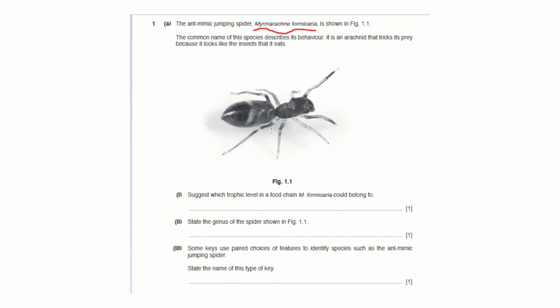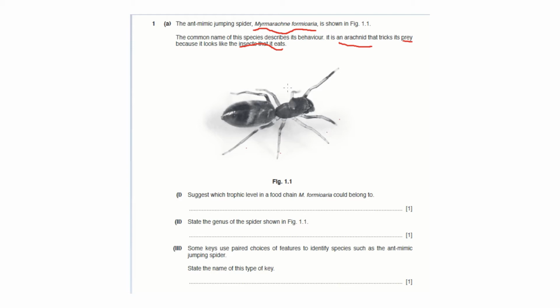So we have a spider here. We can see it has 4 pair of legs, and we are asked which trophic level it belongs to. Here is the trick: look it up in the text. We know that it's an arachnid, and that it preys on the insects that it eats. So it eats other insects. It's not an insect itself, it's an arachnid, but it eats insects.